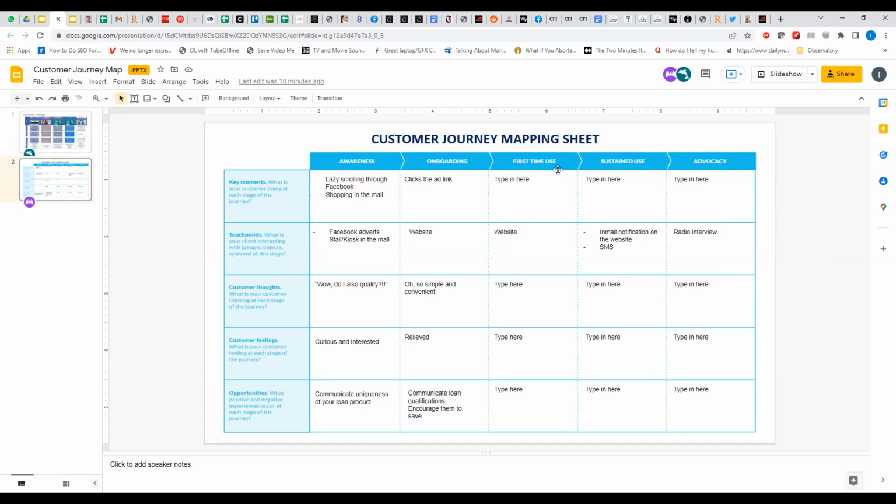In terms of sustainable use, because every client has an account on our website, there will be communication updating them with respect to the stage or level of their loans. We will also design SMS notifications to encourage them to come back for another product when they qualify. I think that can be all for now.